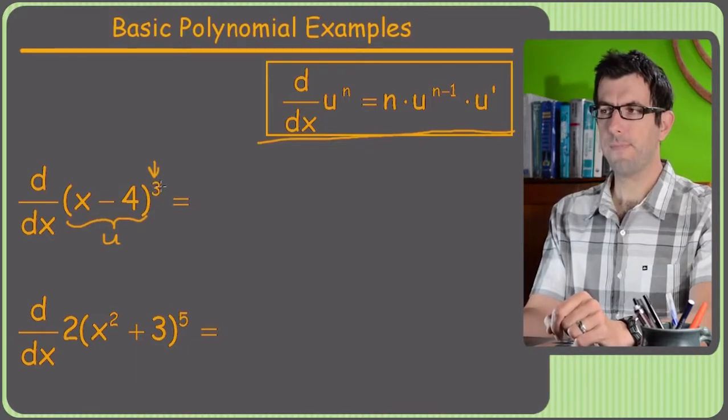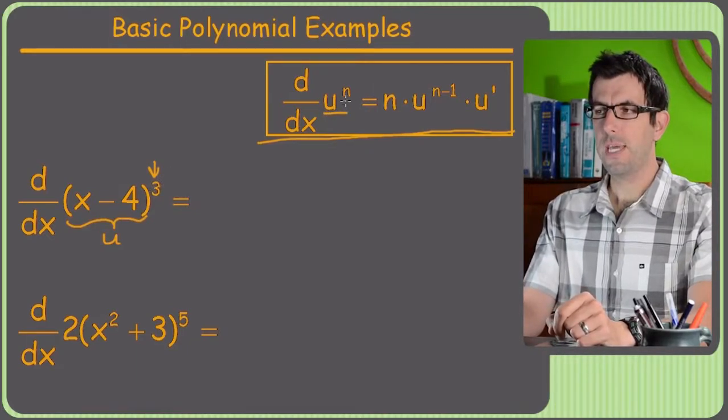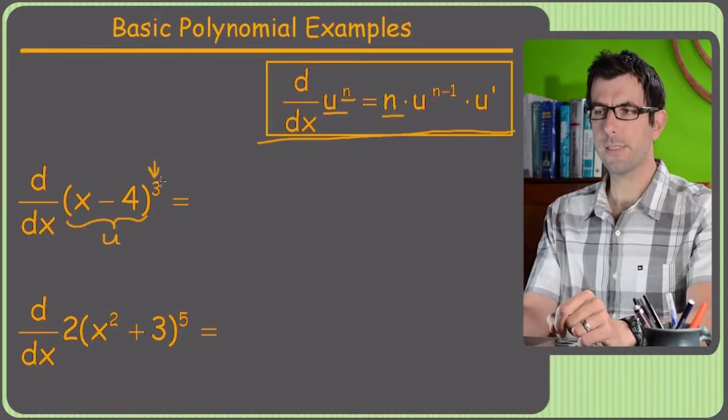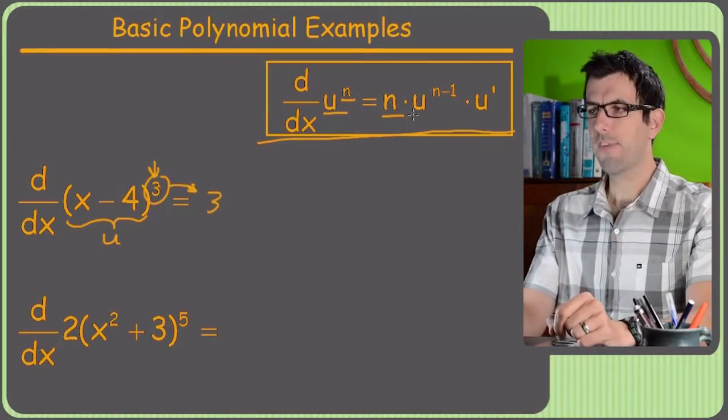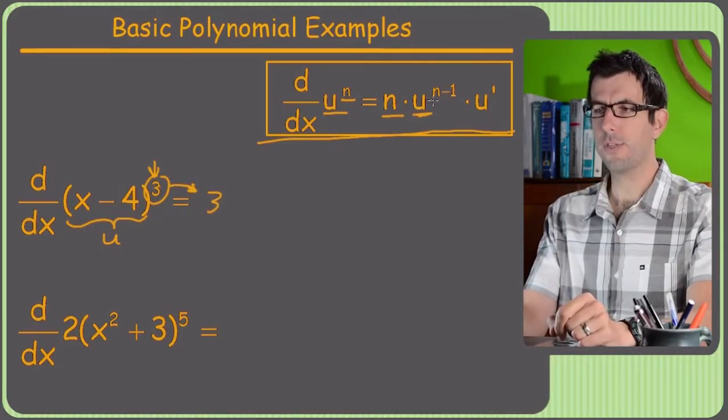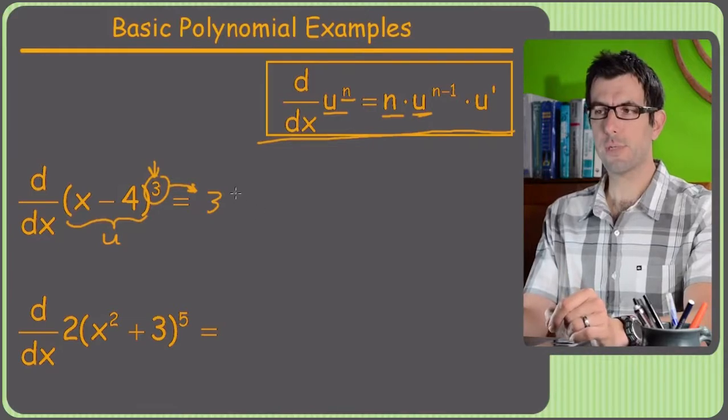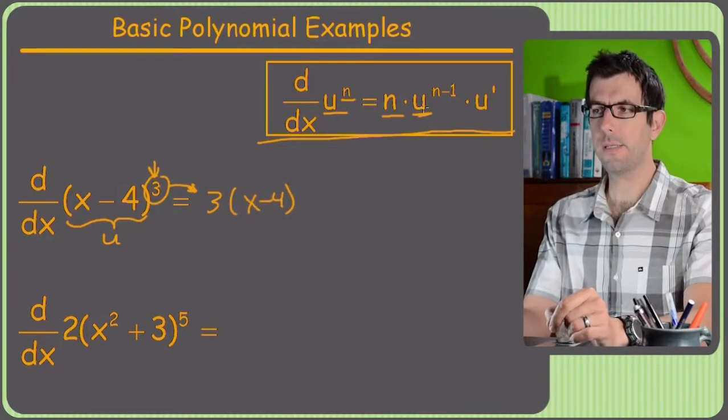So we plug and chug. The rule says the derivative of u to the n is going to be n, so the old exponent. So let's write that down first. That's the 3, so we're just going to put that right here. Then we've got u again, only to a new power. So it's going to be the same stuff, just raised to 1 less power. So x minus 4 still, and then to the n minus 1, which is 2.